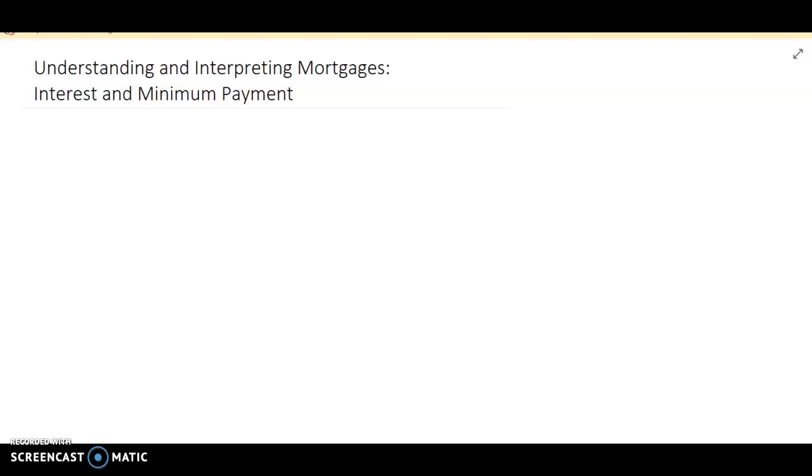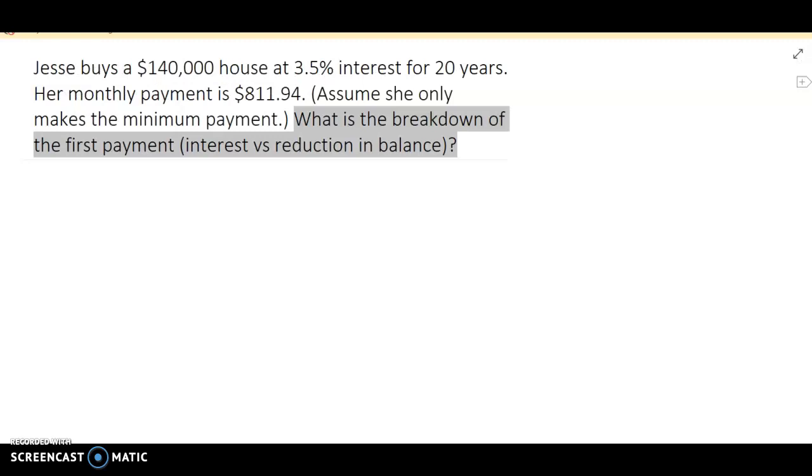If you've ever looked at what's called an amortization table, it's the breakdown of the life of your mortgage and every payment you make, how much goes to interest and how much goes to the reduction of the loan. In the beginning of your mortgage, you're going to pay a lot more interest. And then as it goes, because you're going to owe less, you pay less interest. Okay, so we're going to do two examples.